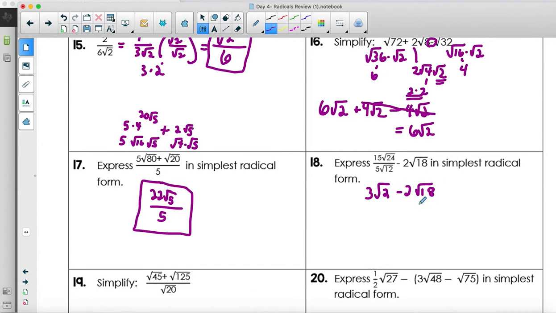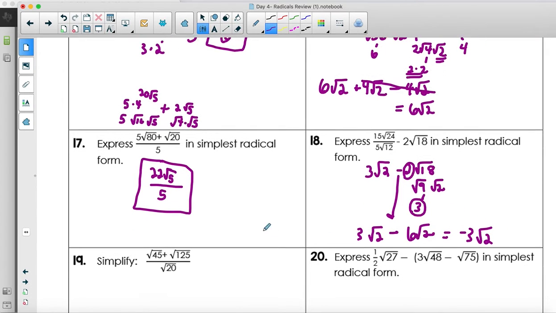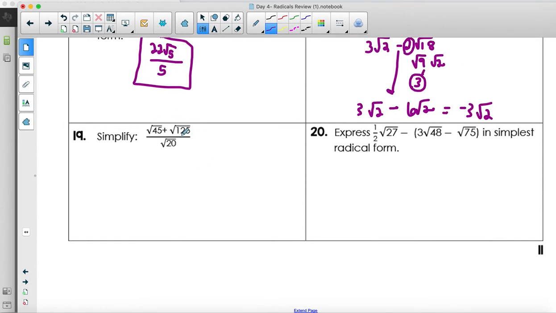Because I'm subtracting, I need like radicals. So I'm going to do radical 9 times radical 2. Square root of 9 is 3. This 3 with this 2 becomes 6 radical 2. Don't lose that minus sign. And then bring down 3 radical 2 minus 6 radical 2 is equal to 3 minus 6 is negative 3 radical 2. Right? Over here, I want to add before I divide.